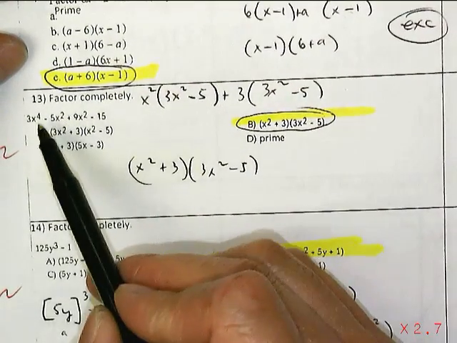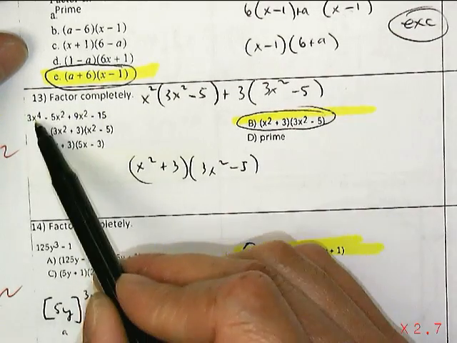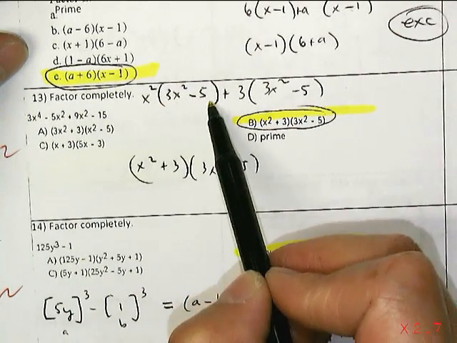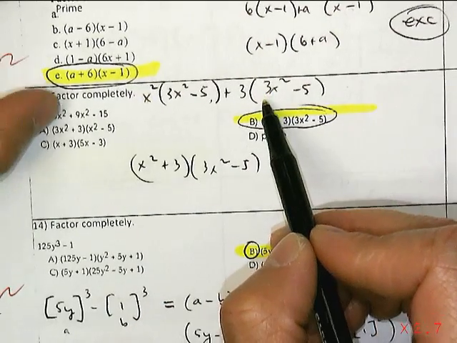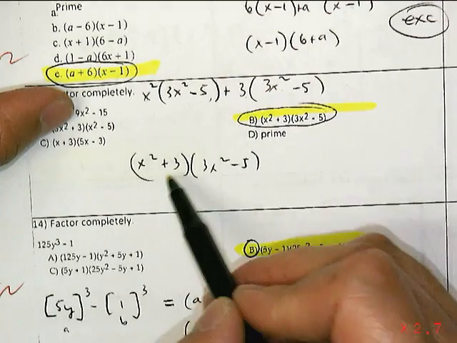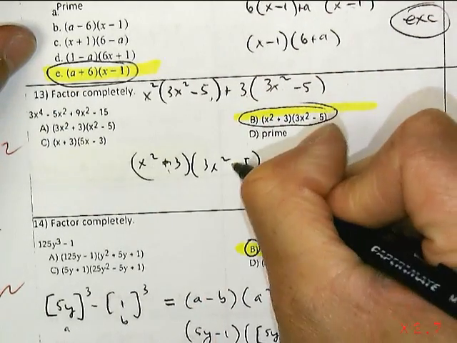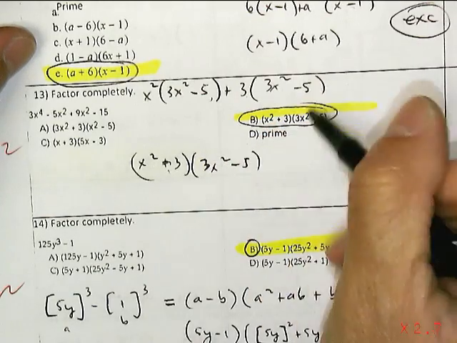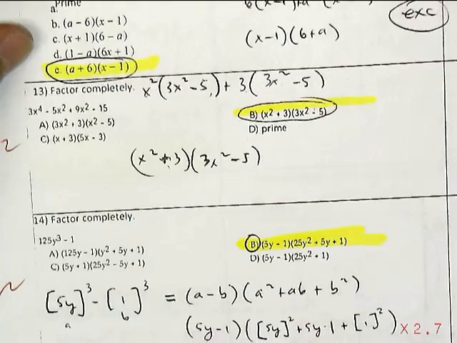Question number 13. You have 4 terms, 1, 2, 3, 4, which means you're going to factor by grouping. GCF of the first 2 is 3x squared minus 5, and you're left with your GCF is x squared. And the second 2, your GCF is a 3. Notice how these are the same. Minus 5. And then you're left with x squared plus 3. That would be choice B.